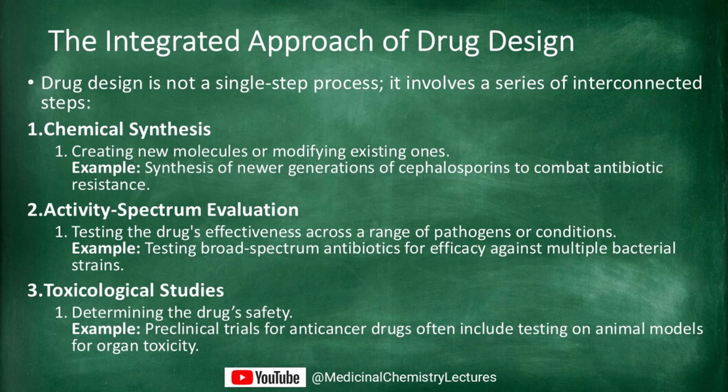Activity spectrum evaluation. Testing how effective a drug is across various conditions. Example, broad spectrum antibiotics are tested for effectiveness against multiple bacterial strains. Toxicological studies. Determining how safe a drug is before it's tested in humans. Example, preclinical trials for anti-cancer drugs often include testing on animals for organ toxicity.